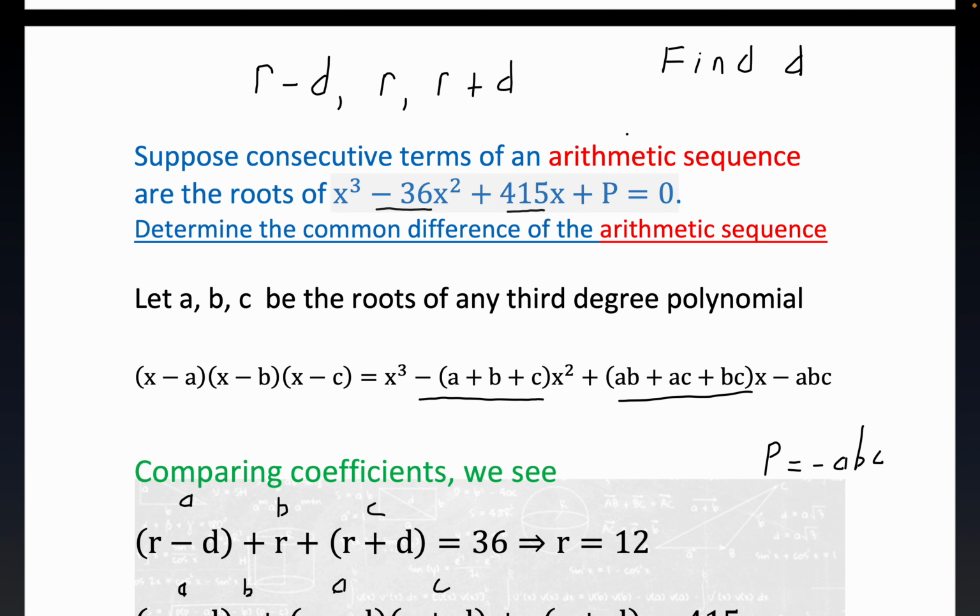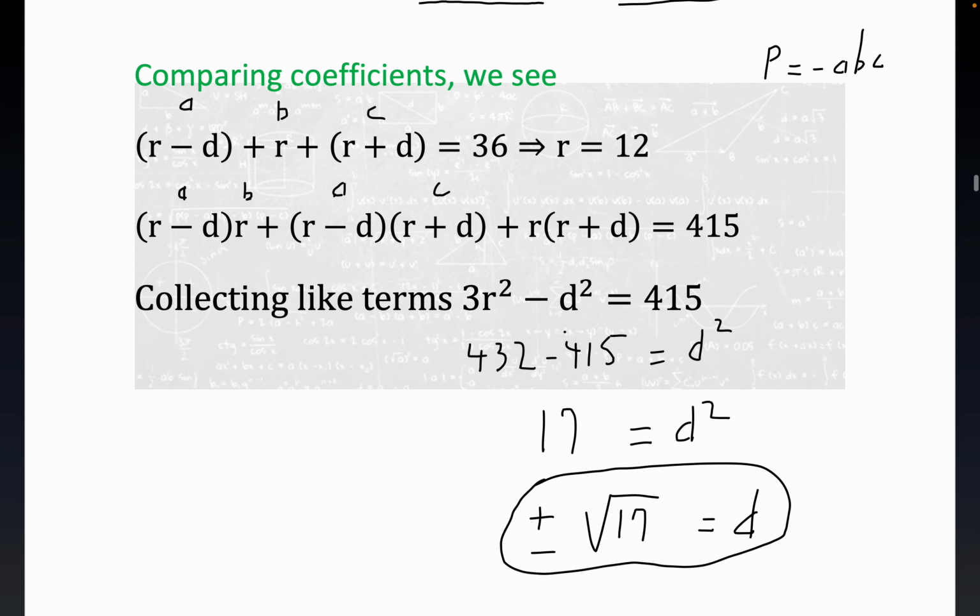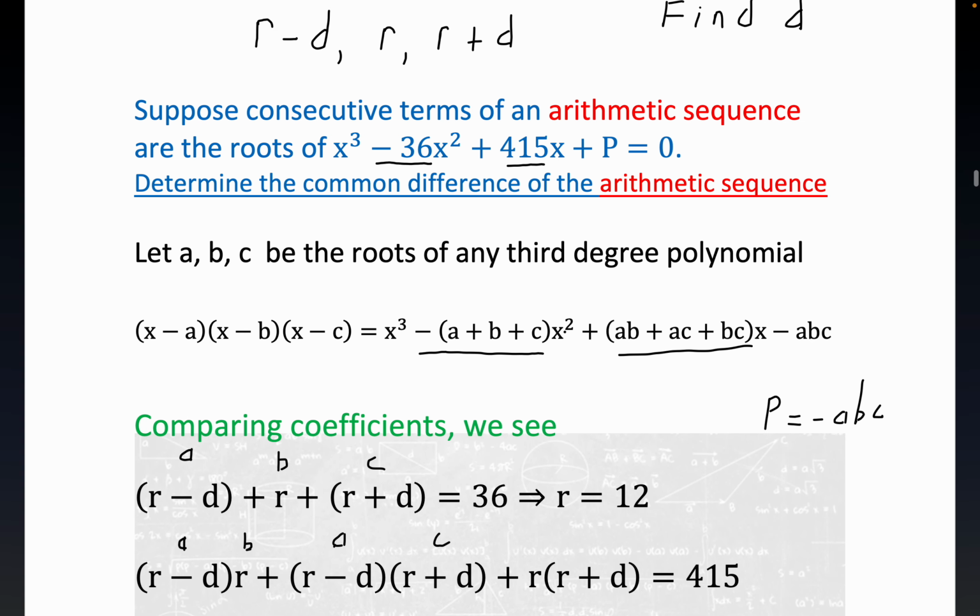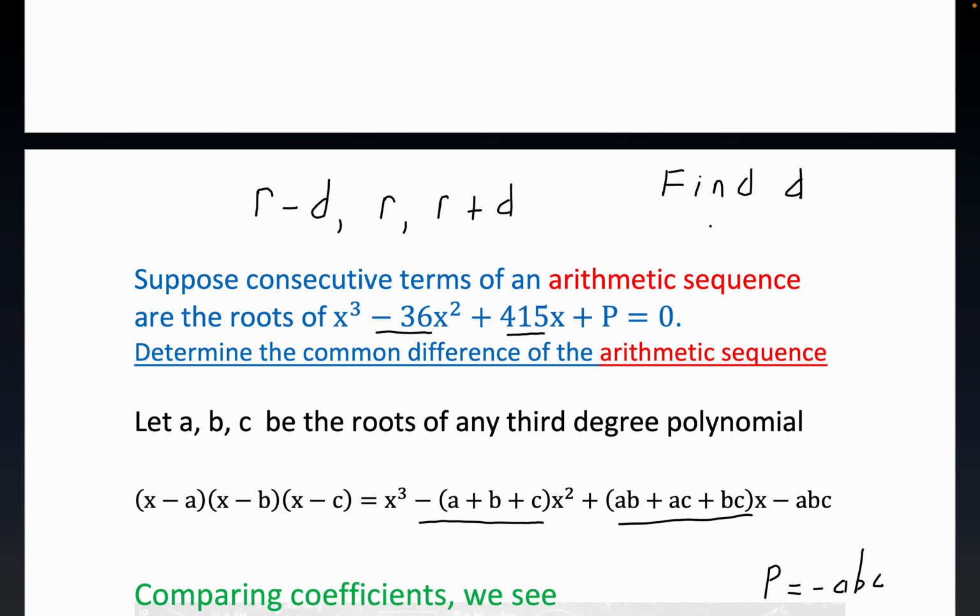And so you could actually find this product here if you wanted to. It's not called for, but it could be another question. The question could be find the value of P. You know what I mean? So you could ask more than one question here. But anyway, the question that we needed to answer was D is equal to plus or minus the square root of 17.